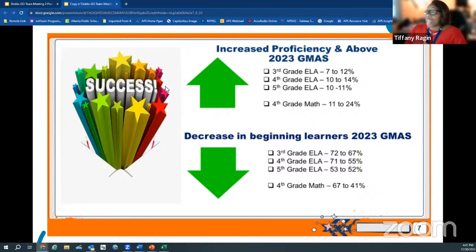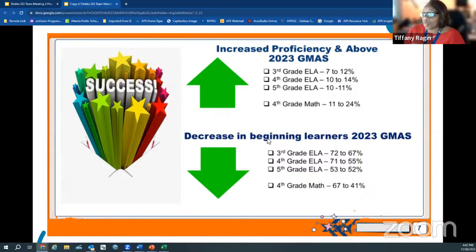Okay, so last year in the spring, we had some successes with our GMAS. As you can see, we had increases in proficiency and above: 7 to 12 for third grade, for fourth grade 10 to 14%, for fifth grade 10 to 11. And in math, we had some major increases from 11 to 24%.